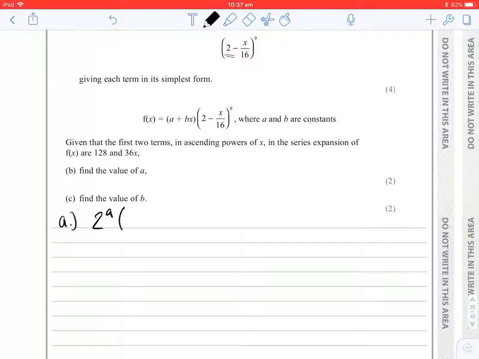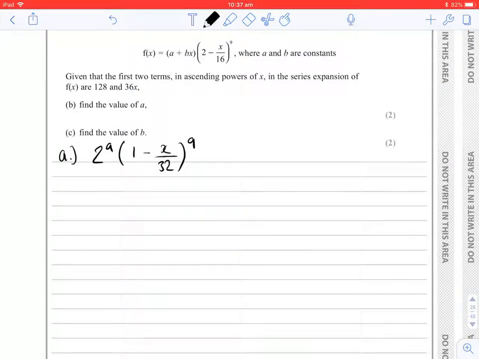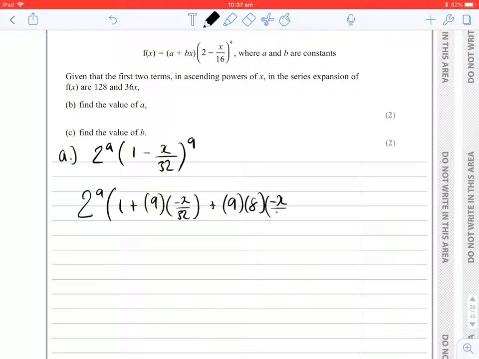So the 2, which is to the power of 9, comes out. We've got 1 minus x over now 32, because we've had to divide everything by 2 in those brackets. So now we can say 2 to the 9, brackets 1 add n, which is the power, so that's 9, ax, which is minus x over 32, add n lots of n minus 1, lots of ax, so minus x over 32, which is squared, divided by 2 factorial. So we've got 1, 2, 3 terms, and that's what we're being asked to find.